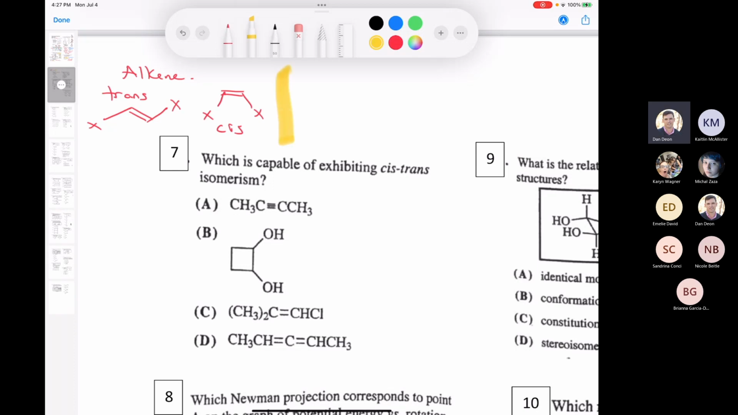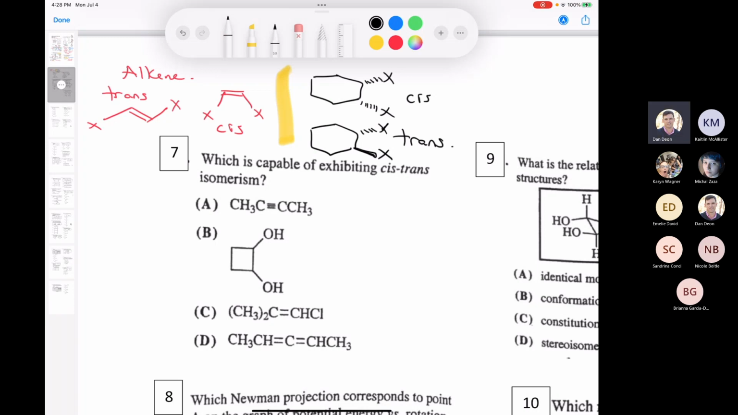But there is another place that we saw cis and trans in this class, and that would be in a ring. So let's say you have a 6-membered ring. If you have two groups on the same side, like this, they're cis to each other. However, if they're on opposite sides, so let's say you have X here and then you have Y here, then they're trans.